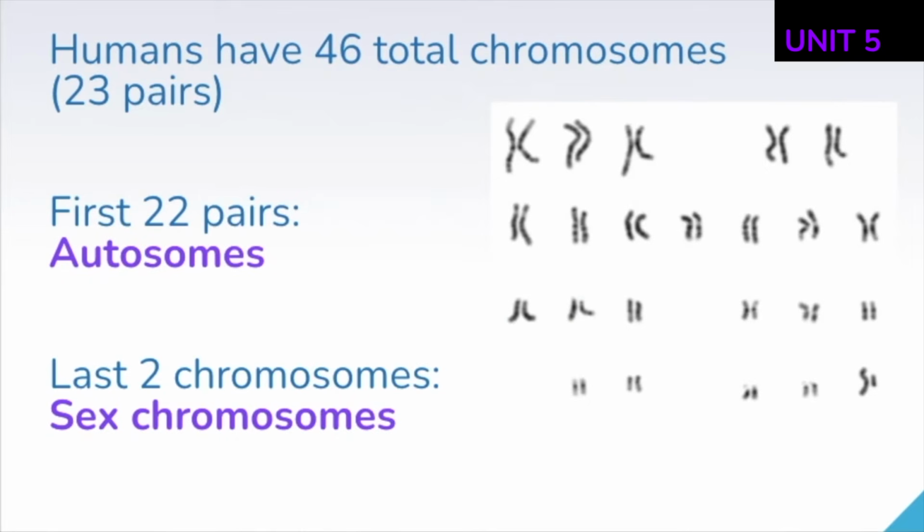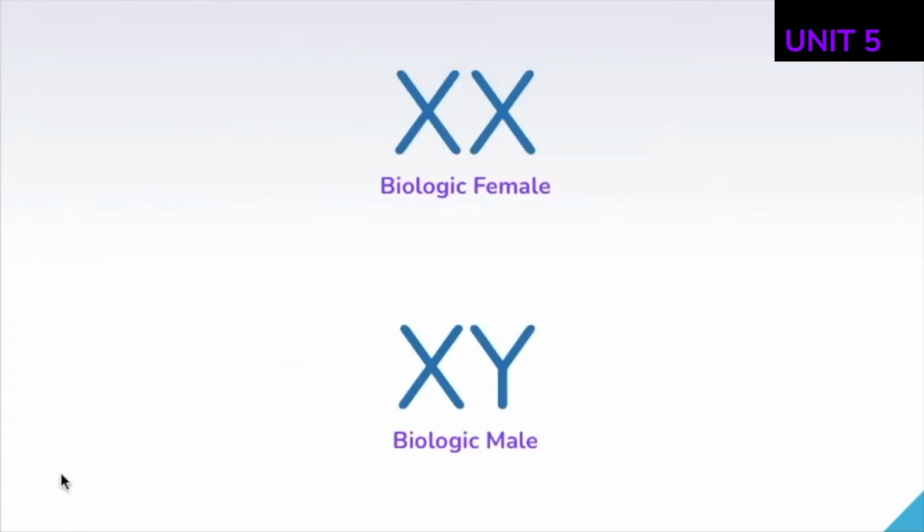So let's look at a karyotype. Now remember, a karyotype is just an image of all the chromosomes in the nucleus of any one cell of an organism. In humans, we have 46 total chromosomes, or 23 pairs. Remember that the first 22 pairs are called autosomes, and the two that are left are our sex chromosomes. If you're biologically female, you have two X sex chromosomes. If you're biologically male, your sex chromosomes are X and Y. We do see some differences in certain genetic disorders where we can have different combinations of these, but we'll get into that when we start talking about genetic differences.